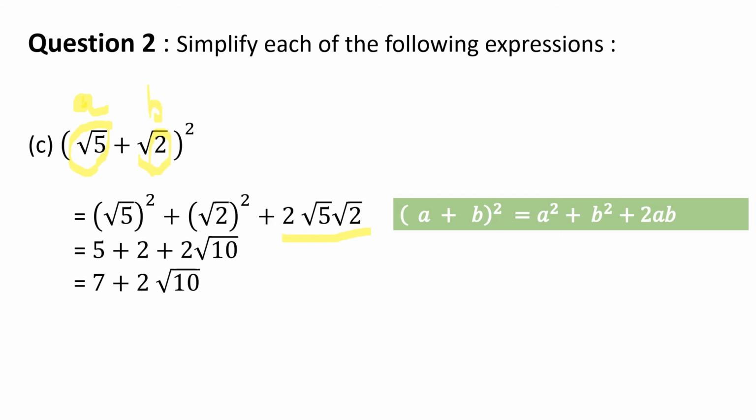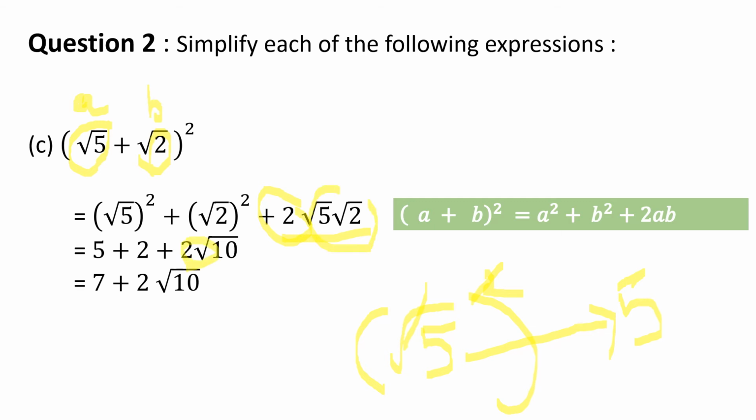Now root 5 square is 5. How? Root 5 square. So how do you remove the root 5 square? The root and square cancels and whatever is inside is our answer, that is 5, right? So same way root 2 square will be 2. So root 5 square is 5, root 2 square is 2. And 2 root 5 root 2 is again 2 normal numbers, so leave it as it is, right?